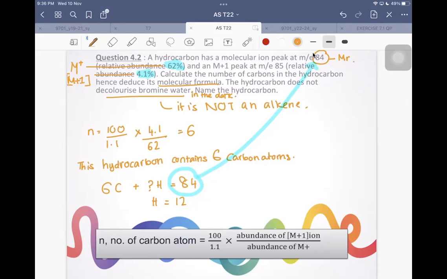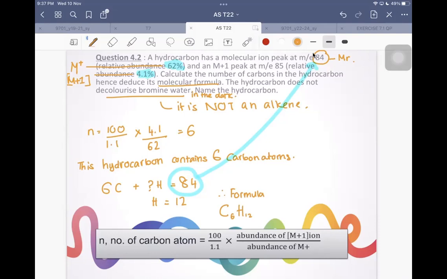All right, since we know that hydrogen has a mass of 1, that means there must be 12 hydrogen present in this hydrocarbon. So the formula of the hydrocarbon is C6H12, right? If you're not convinced, you can calculate 6 times 12 for the carbon and 12 times 1 for the hydrogen, and the Mr should give you 84.